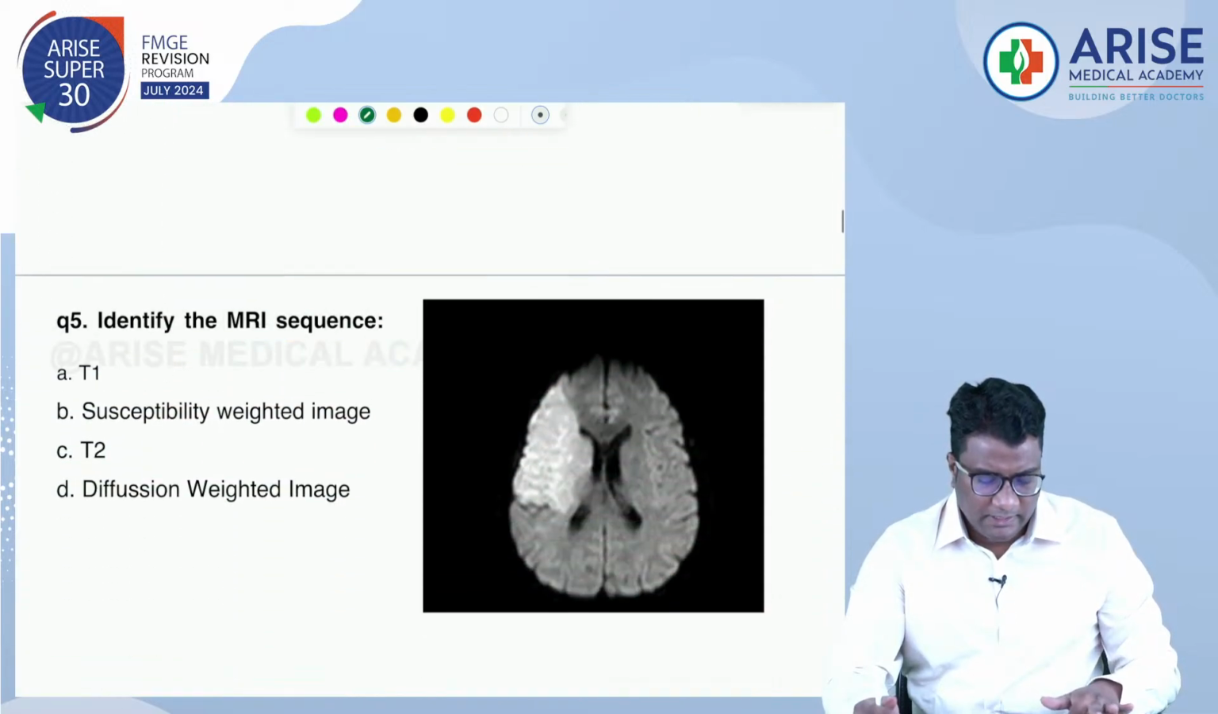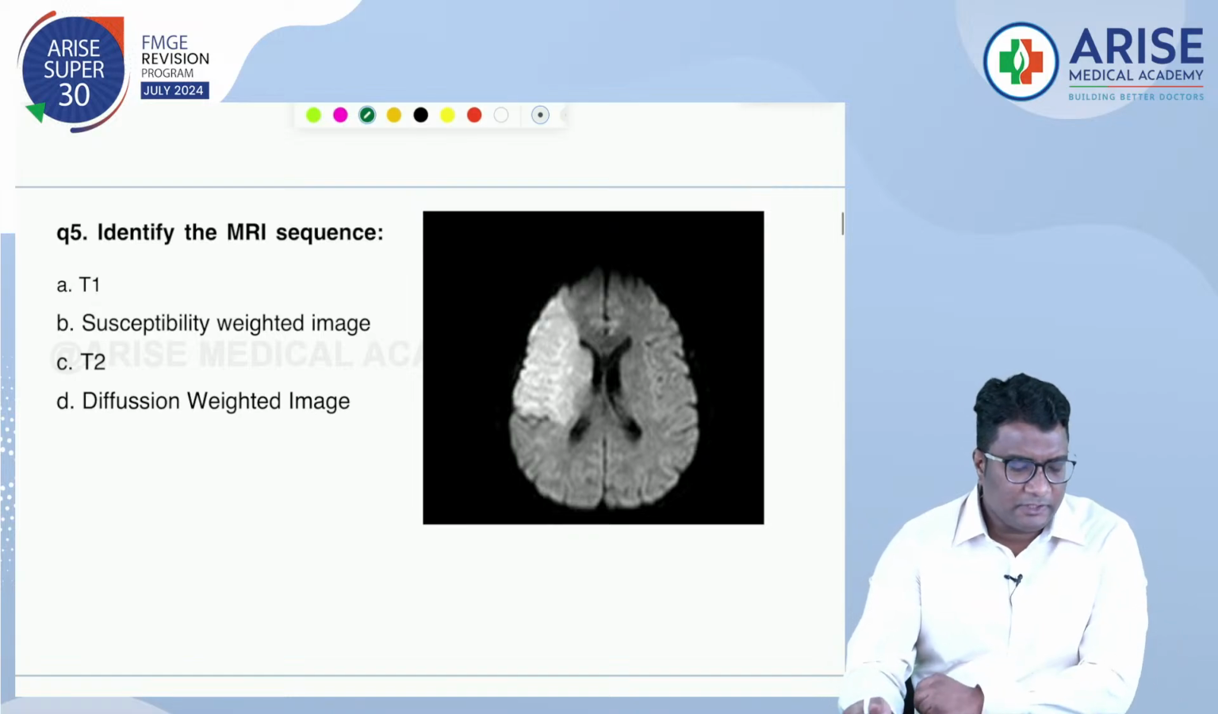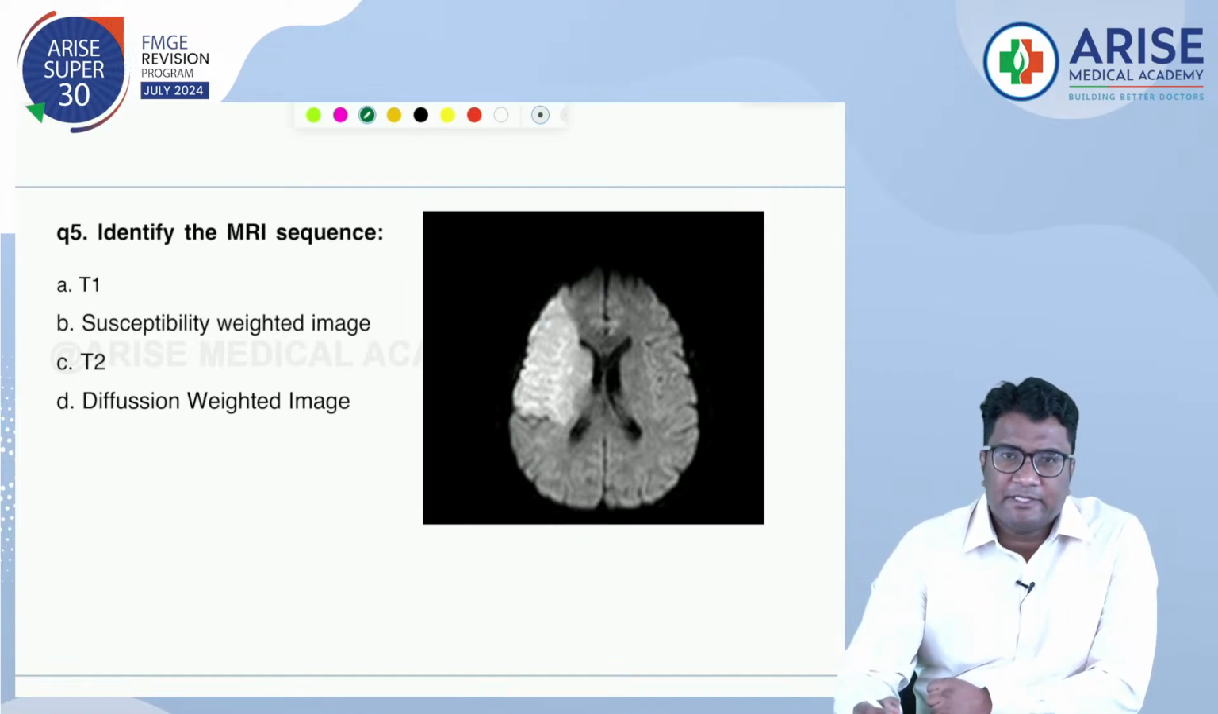Let's come to the next question. Let's look at this question. Question number 5. Identify the MRI sequence. Is it T1 weighted imaging? Is it susceptibility weighted imaging, or a T2 weighted image, or a diffusion weighted image? What do you think is this? Quickly, can you identify the sequence of MRI here? Is it T1 weighted MRI, T2 weighted MRI, susceptibility weighted image, or a diffusion weighted image?